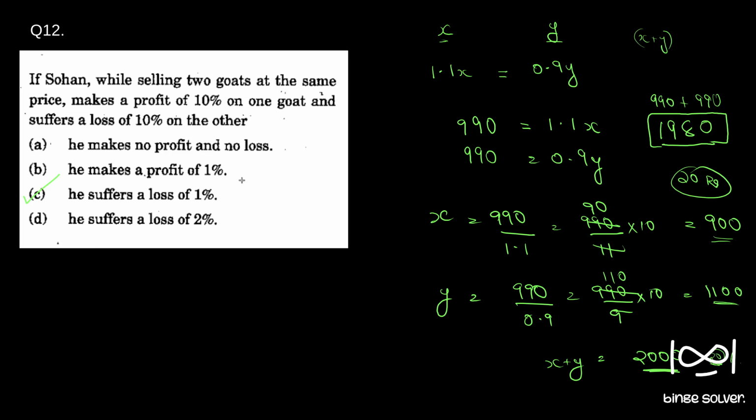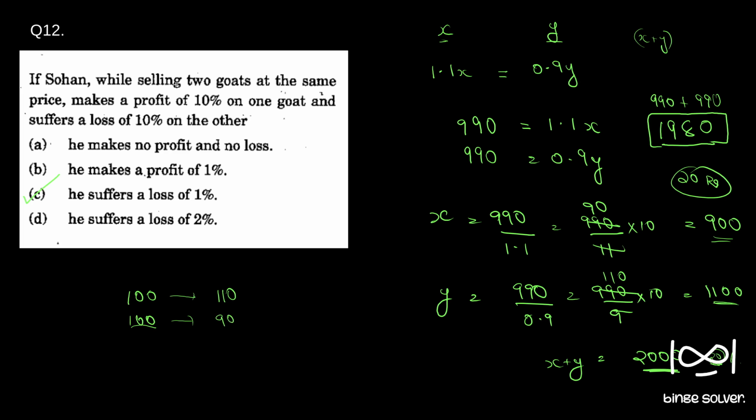He suffers a loss of 1%. One common mistake a person could make is to miss out that he is selling two goats at the same price. If you assume the original price as 100 and he made 10% on one goat, that means he sold one goat for 110 rupees, and he made a 10% loss on another goat, so he sold it for 90 rupees. If you take it like that, you will get that he makes no profit, no loss.